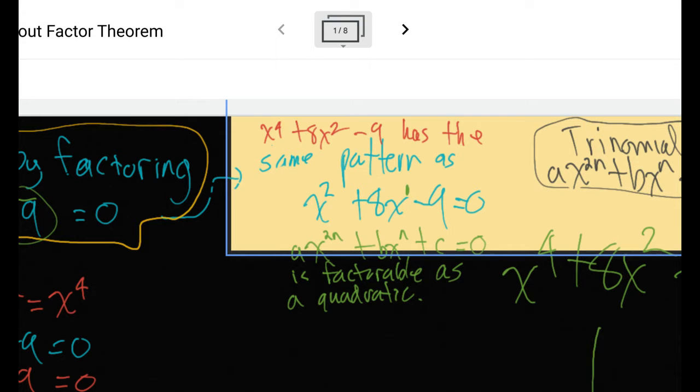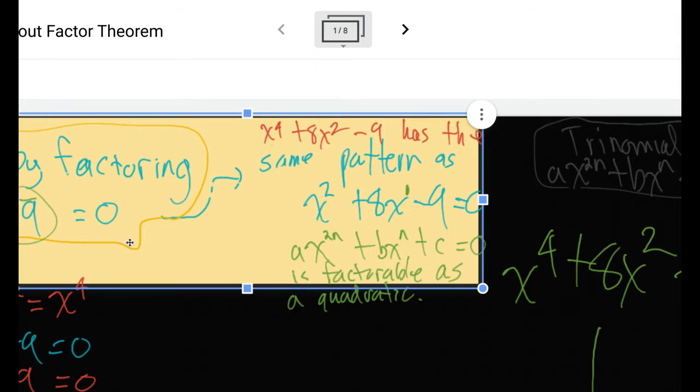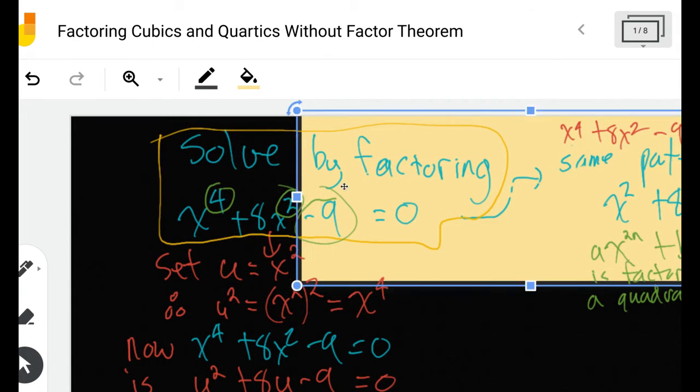So anytime that you have a polynomial function or a function with fractional exponents, as long as you have this pattern here, x to the 2n, bx to the n, with a constant of c, you can factor it and work with it as if it's a quadratic, okay? So if your exponents follow the pattern 2n, n, and constant, you're good to go. So let's go back now to this example and do some factoring.